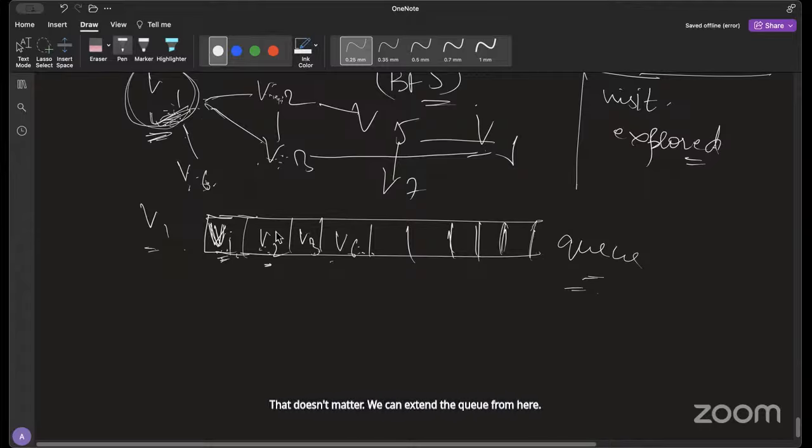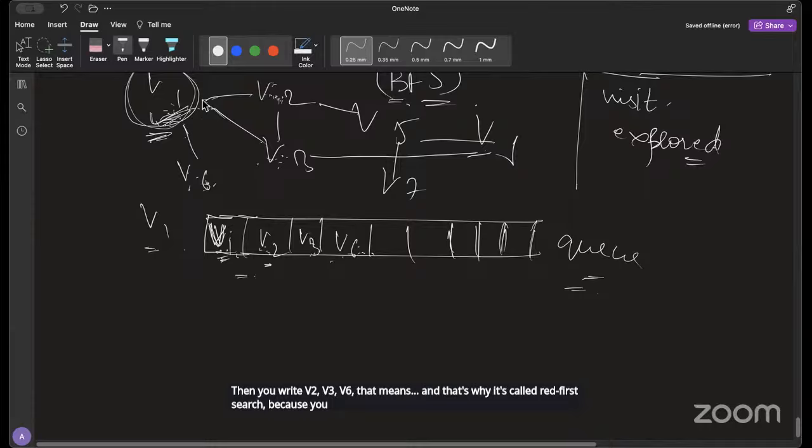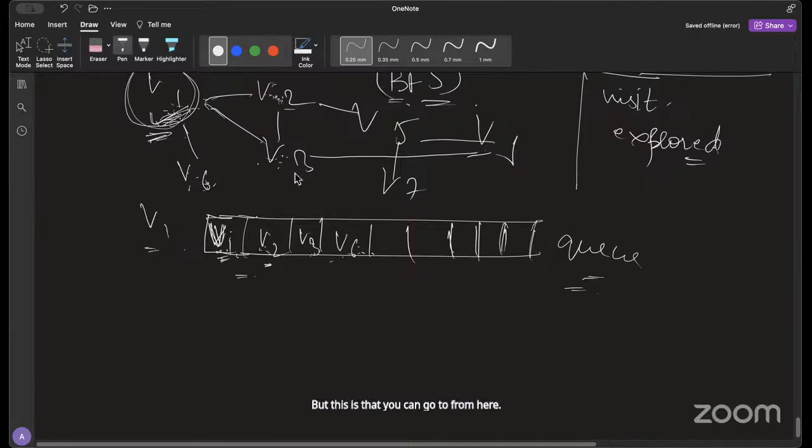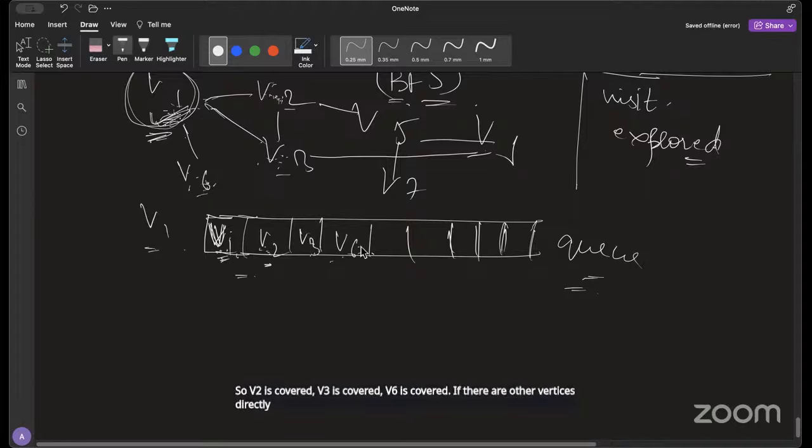Okay. I was just trying to explain this idea of the BFS approach to you. So you start with V1, then you write V2, V3, V6. That's why it's called breadth first search, because you're going breadth first. You're covering the entire set of vertices that you can go to from here. So V2 is covered, V3 is covered, V6 is covered. If there are other vertices directly connected to this, then write them here. And then this is explored, right?